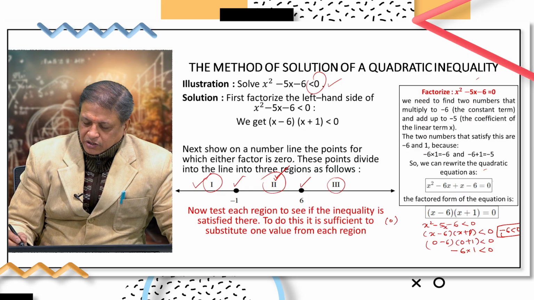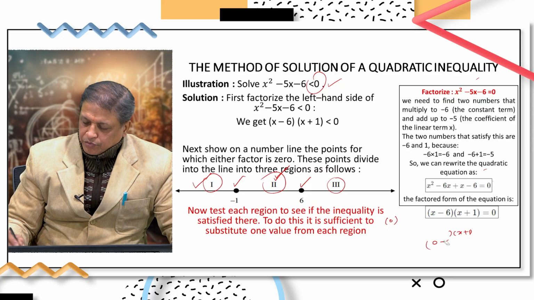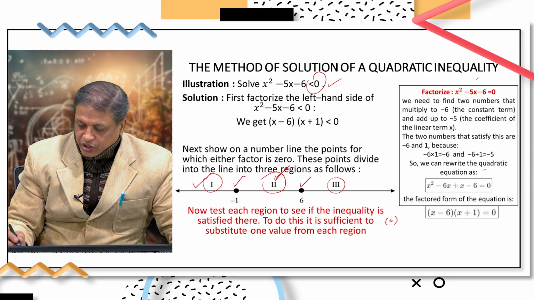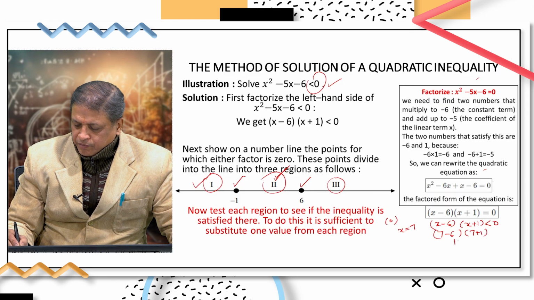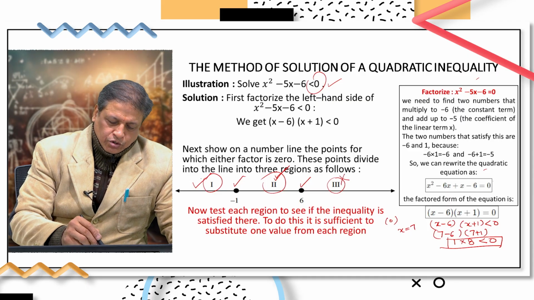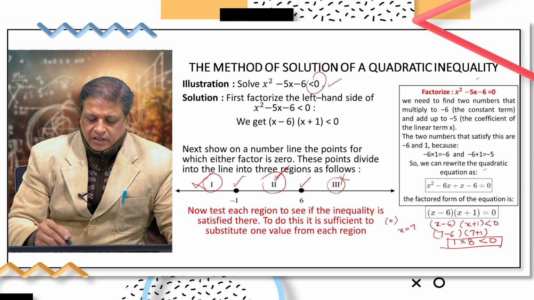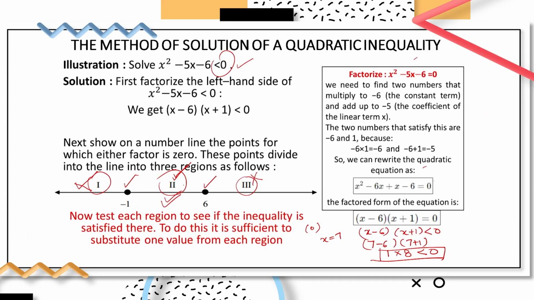Similarly, we can verify for region 3. If we substitute any point, say we substitute 7, which is a point from region 3, into the inequality x minus 6 into x plus 1 less than 0, then we will get 7 minus 6 and 7 plus 1. 7 minus 6 is 1 and 7 plus 1 is 8. And that means 8 is not less than 0. That means the solution set is not lying in region 3 also. So the solution set is not lying in region 1, not lying in region 3, but it is only lying in region 2. That's how we can graph the solution of a quadratic inequality.